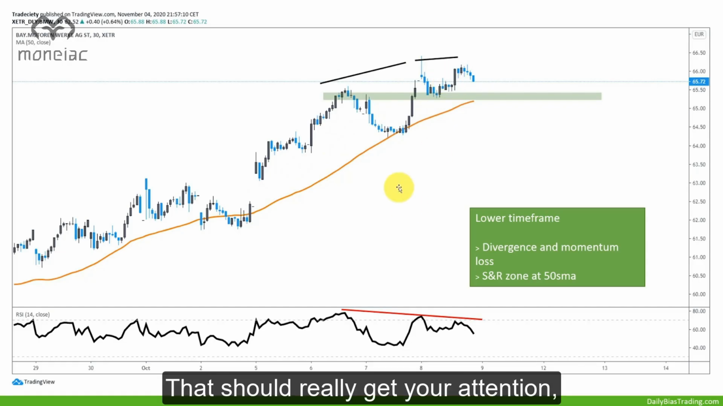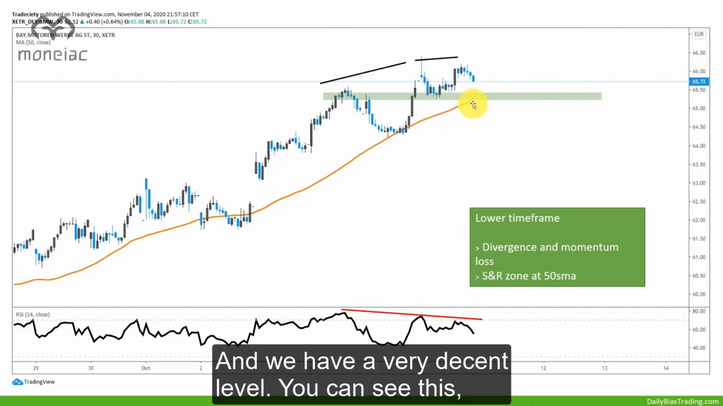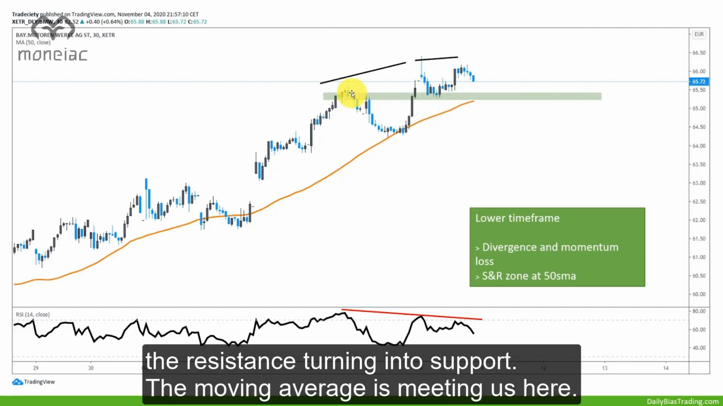That should really get your attention, especially because this is also the daily bias inside candle. And we have a very decent level. You can see resistance turning into support. The moving average is meeting us here.